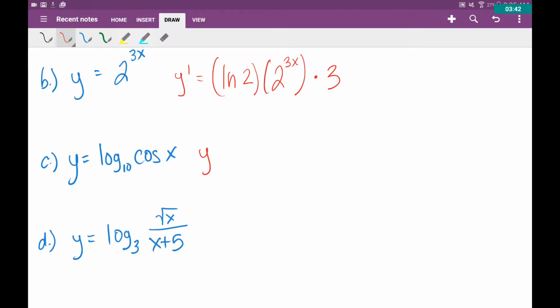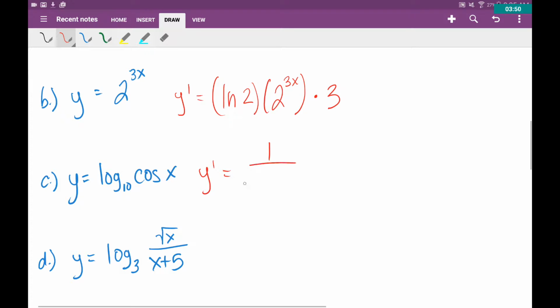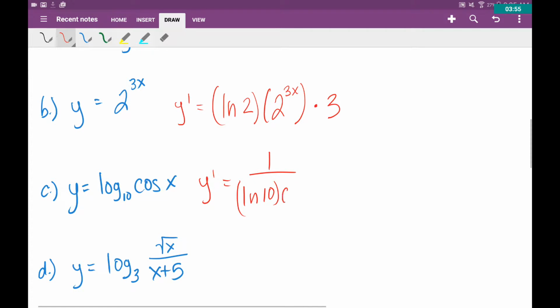Letter C, now we have a log, so we're not just going to be looking at the base, but now I have to make a fraction. So this one, 1 over the natural log of the base, which is 10, times cosine of x, times this time by the derivative of the cosine of x, which is negative sine of x. So now I'm going to combine these. Negative sine of x over cosine of x is tangent, or negative tangent of x. So we do negative tangent of x.